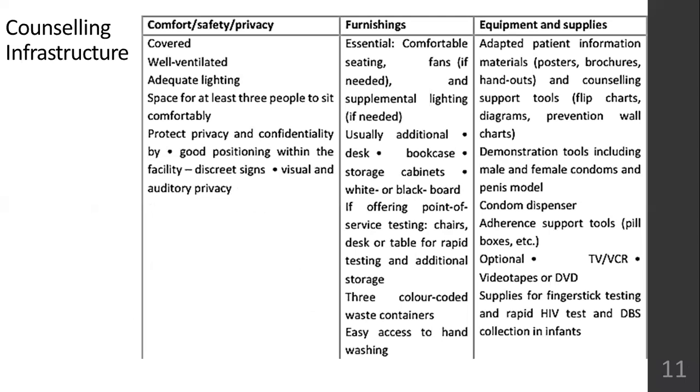So the counseling area should be well covered, well ventilated, with privacy, and space for at least 3 people to sit comfortably and talk: the counselor and then the couple. It should be well privacy protected. Discreet signs, visual and audio privacy, like soundproof walls and all, should be used. Blackboards, storage cabinets, bookcases, waste containers, access to hand washing.